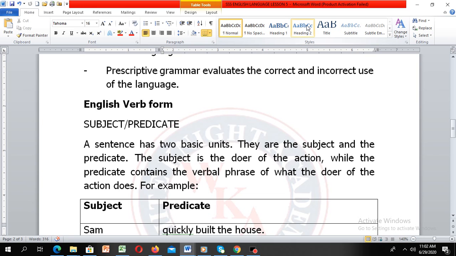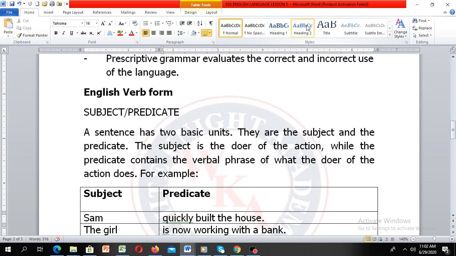A sentence has two basic units. They are the subject and the predicate. The subject is the doer of the action, while the predicate contains the verbal phrase of what the doer of the action does. Okay? The subject is the performer of an action, and the predicate is the receiver of that performed action. Is that clear?